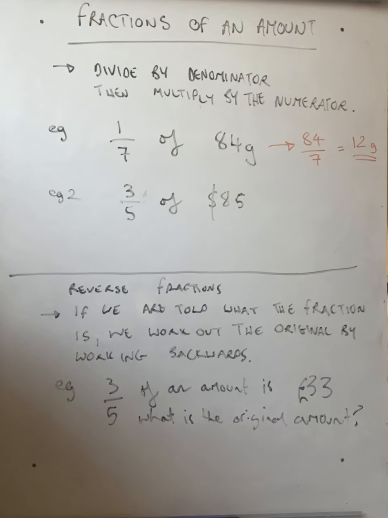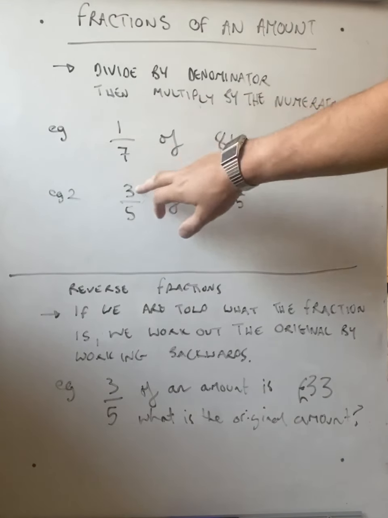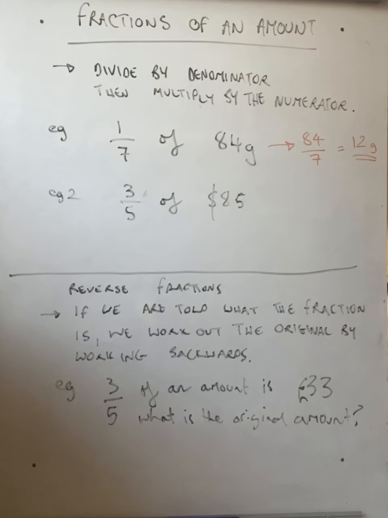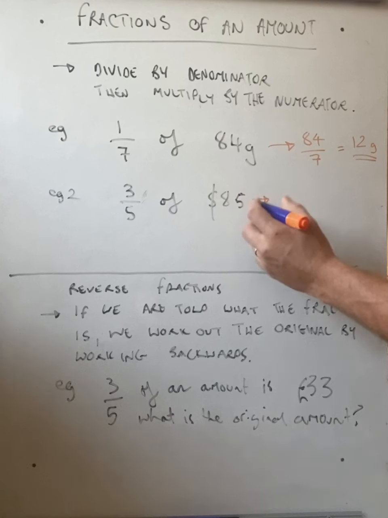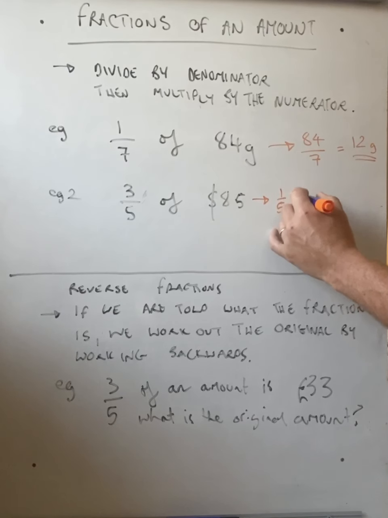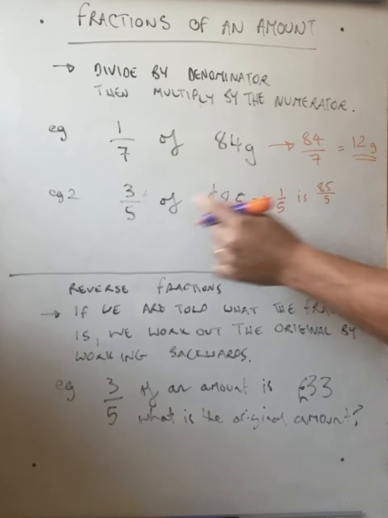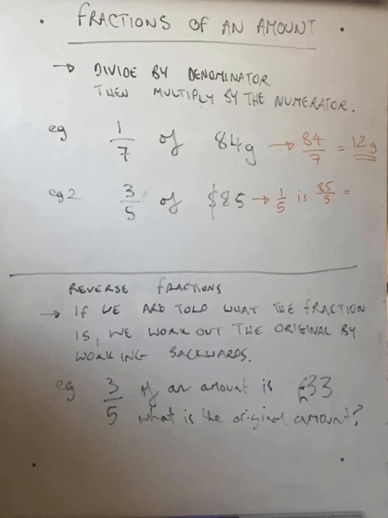Next one we're going to do in two stages. So this time, instead of a numerator of 1, we've got a numerator of 3. So the first thing we're going to do is say that 1/5 is, and then we're going to do our calculation. So we're going to do 85 divided by 5, because that's the bottom of the fraction, that's what we're sharing it into. And again, we could do that in our head. I'll do bus stop division. I get that to be 17. Okay, so that's $17. I'm not going to put the dollar sign in yet.